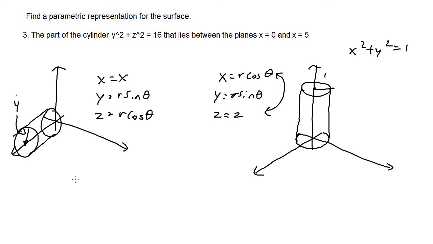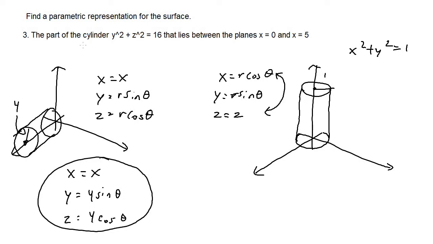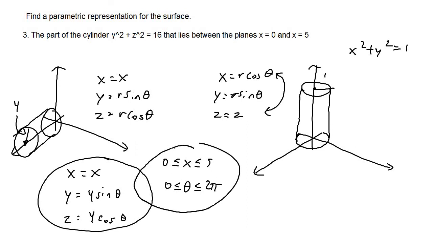R, or the radius, is going to be 4. So the final answer for the parametric representation of this specific surface is going to be x equals x, y equals 4 sine theta, and then z equals 4 cosine theta. Now we also need to add a couple more restrictions, because we're looking for the part of the cylinder that lies in between the planes x equals 0 and x equals 5. So the x values range from 0 to 5, and our other parameter is theta. Since it's a complete cylinder, theta just ranges from 0 to 2 pi radians. Those are going to be the restrictions.